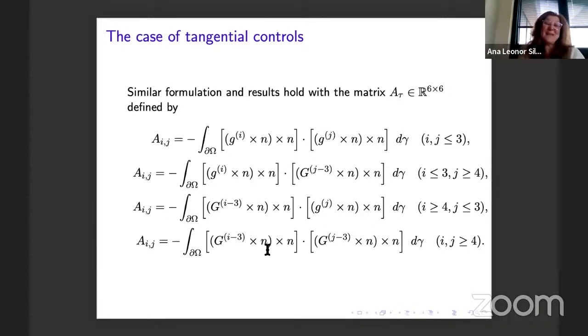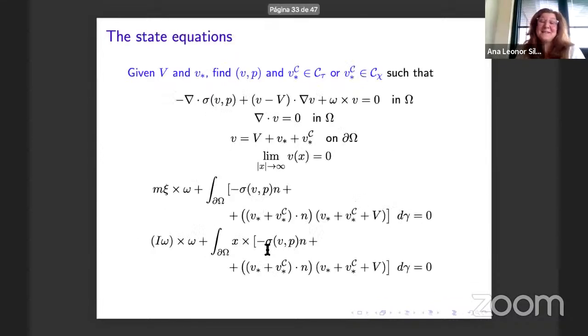So the results are very technical, the notations are very heavy, but okay, I think in some cases it's necessary to show all these auxiliary results and all these formulas. Okay, so the state equations that we are going to consider now are the following.